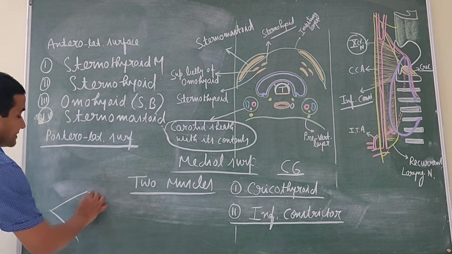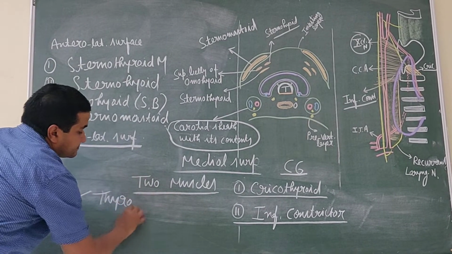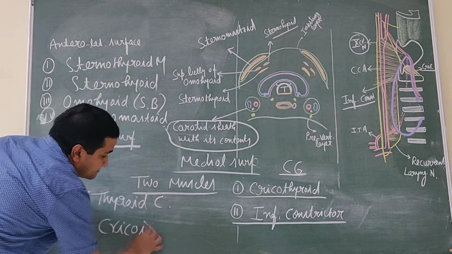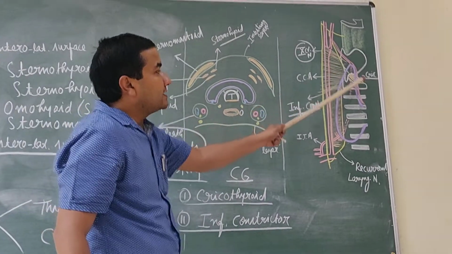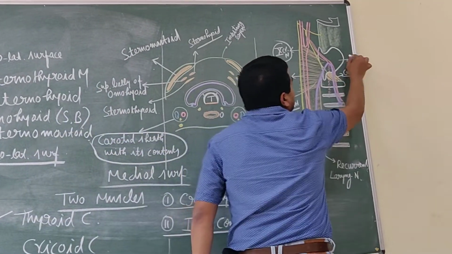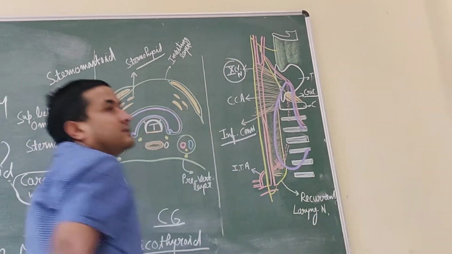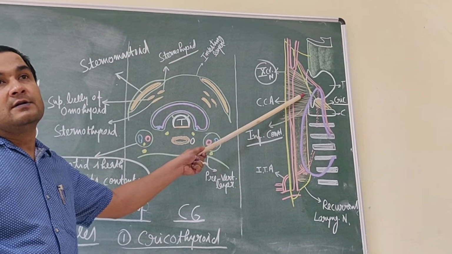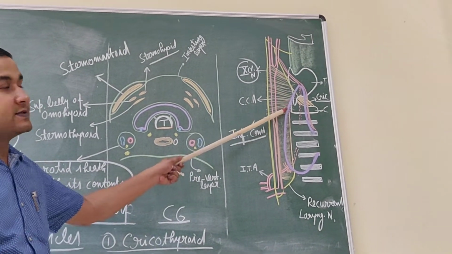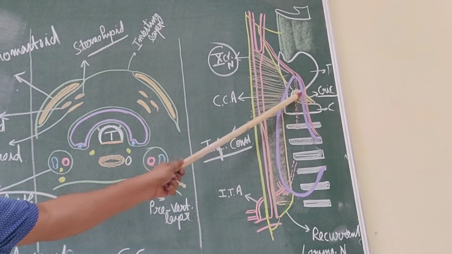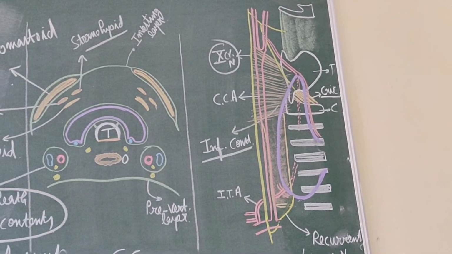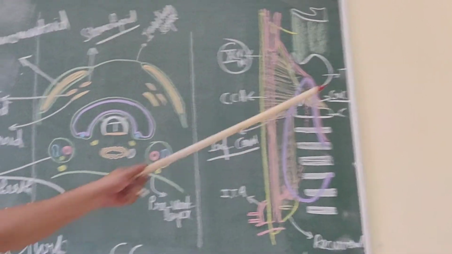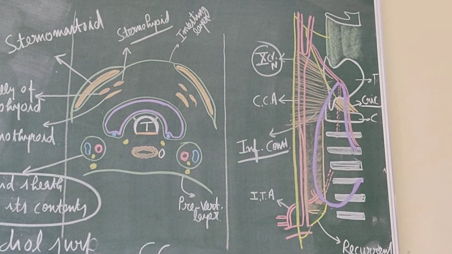The cartilages are the thyroid cartilage and the cricoid cartilage. This is the thyroid and this is the cricoid cartilage. In short, this medial surface is related with two tubes, larynx and trachea, pharynx and esophagus; two muscles, cricothyroid and inferior constrictor; two nerves, the external laryngeal nerve and recurrent laryngeal nerve; and two cartilages, thyroid cartilage and the cricoid cartilage.